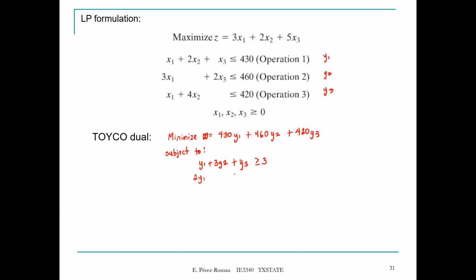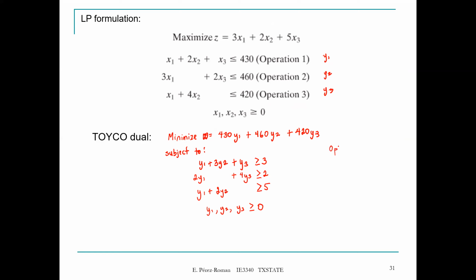2Y1 plus 4Y3 should be greater or equal to 2. Y1 plus 2Y2 should be greater or equal to 5. Y1, Y2, and Y3 should be greater or equal to 0.